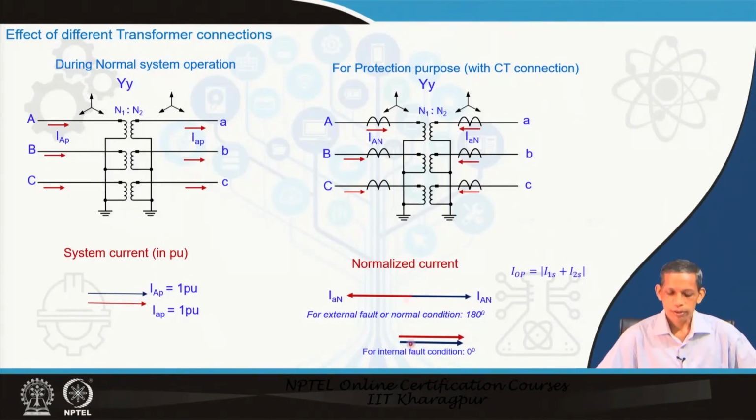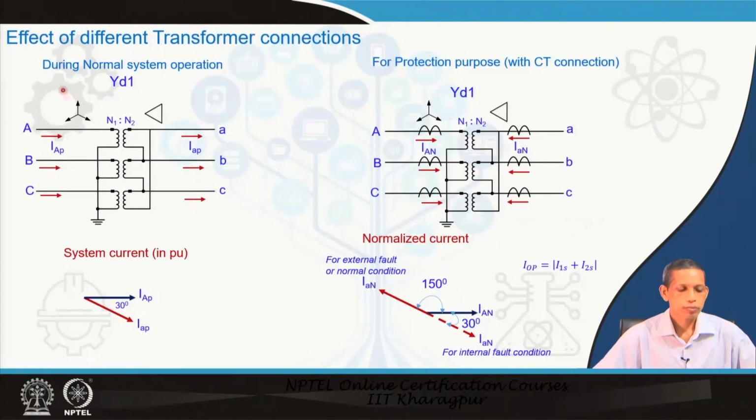And for an internal fault, this is for the normal flow condition, and when the fault becomes internal, the right hand side current will be out of phase as compared to this. So, they will be aligned at 0 degree. Now, if we take the operating current to be I 1 plus I 2 s, these two will be added. So, the differential current will be significant for an internal fault. That is what is desirable: for an internal fault this becomes 0 degree, and for an external fault this becomes 180 degree.